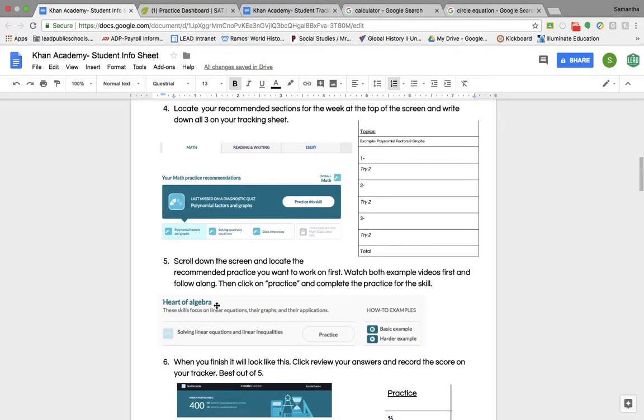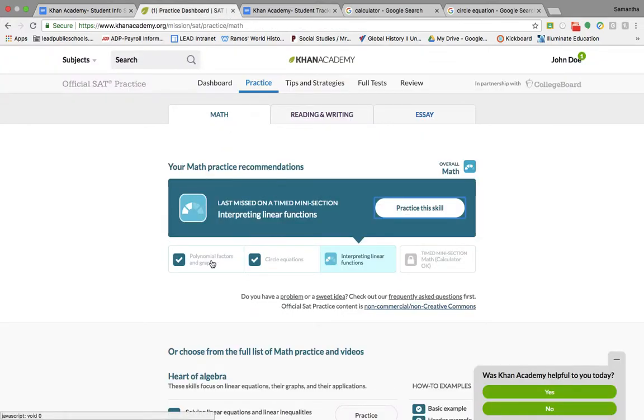Now, step number 5, it says scroll down the screen and locate the recommended practice you want to work on first. Watch both example videos first and follow along. Then click practice and complete the practice for the skill. Ooh, so very, very important. I am not clicking these sections just yet. That is what that's saying, that I'm not clicking right here to practice.